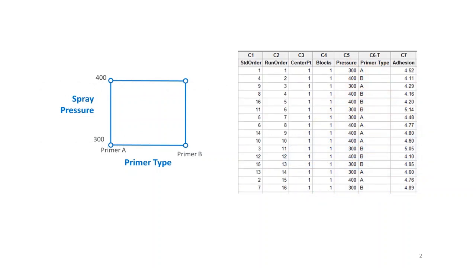The company ran a full factorial design with 4 replicates to evaluate the paint adhesion resulting from 2 primer times and 2 spray pressures. Now that the experiment has been run, what can the process improvement team learn from the data?